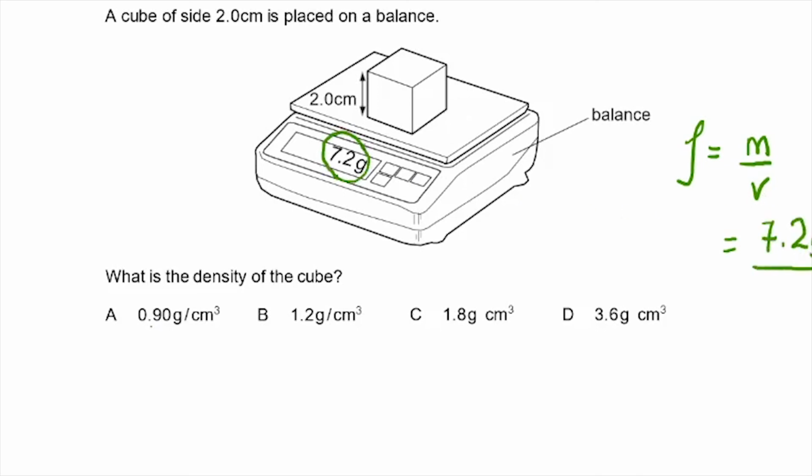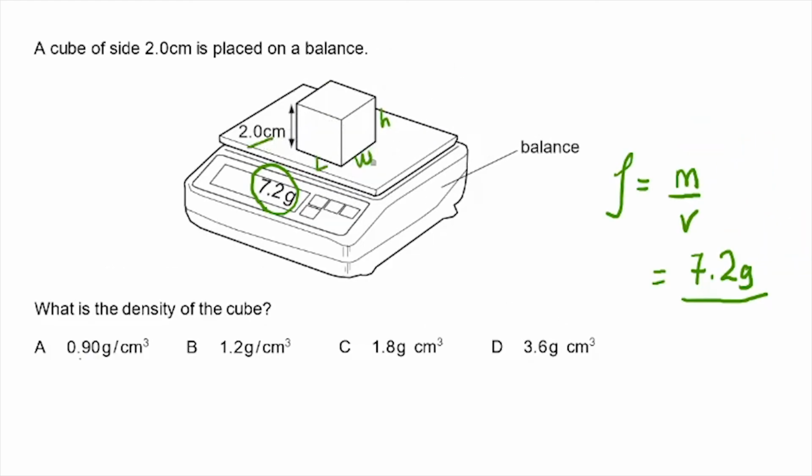Divide that by the volume. This is a cube. Side 2 centimeters, meaning that the length, the width, and the height all have 2 centimeters. So it is 2 times 2 times 2. Length times width times height to find the volume.